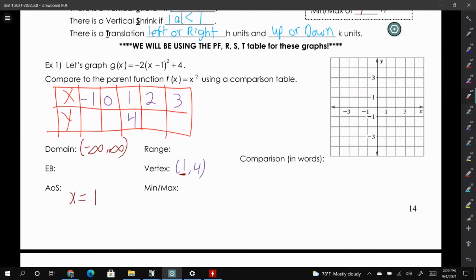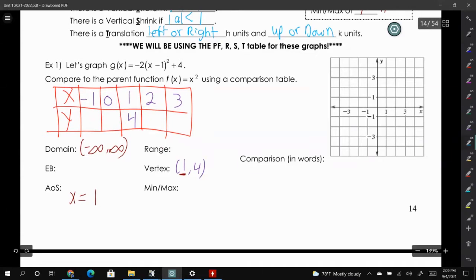Min or max value, we're going to wait until it's graphed. I mean, you could look at it now, and if you can tell that we have a max, that's fine. But I always like to see my graph before I do things like end behavior, range, min, and max, just so I have it all done before that.